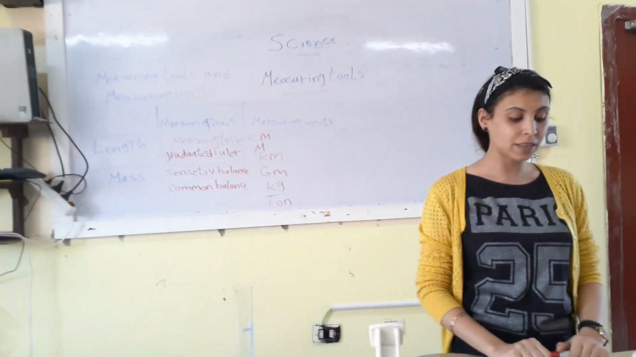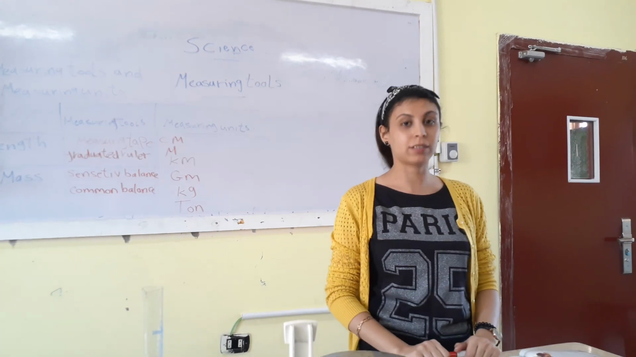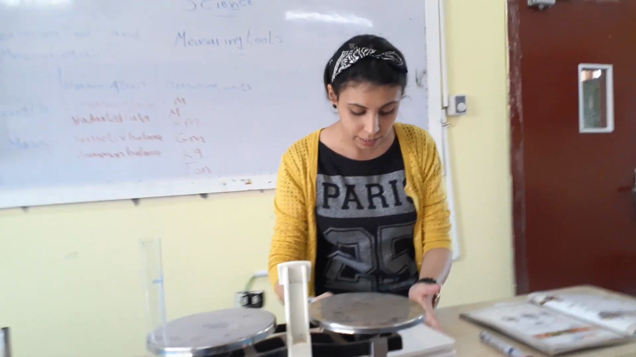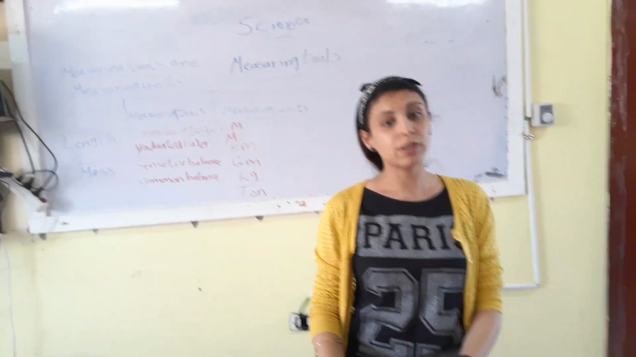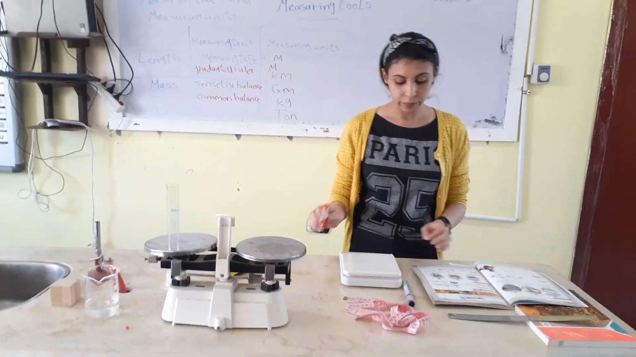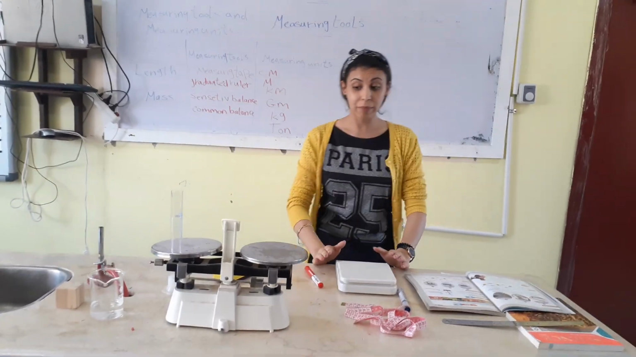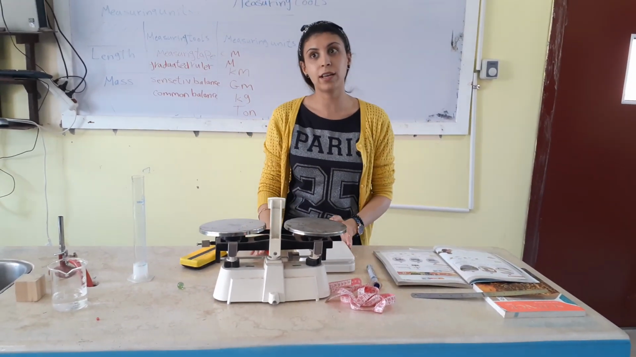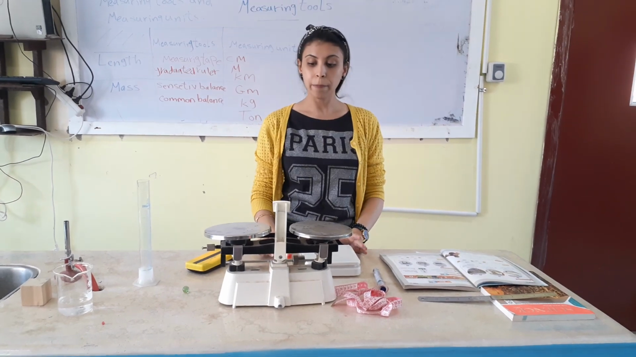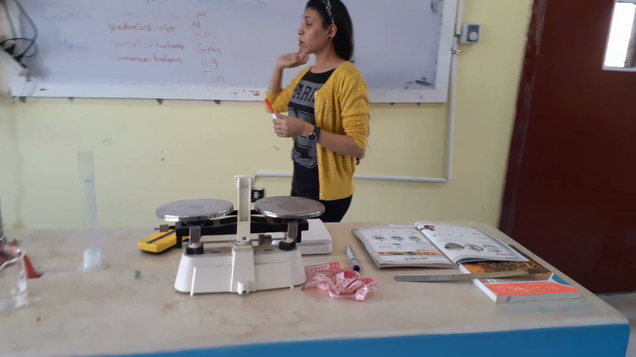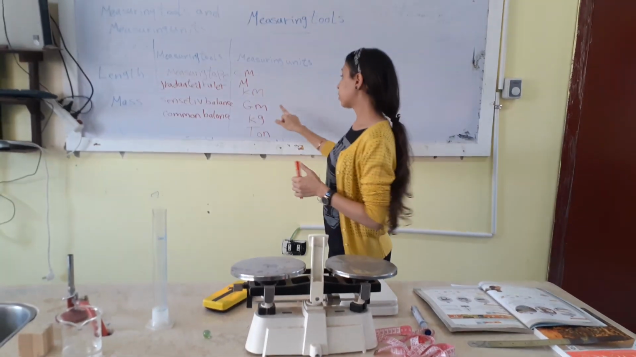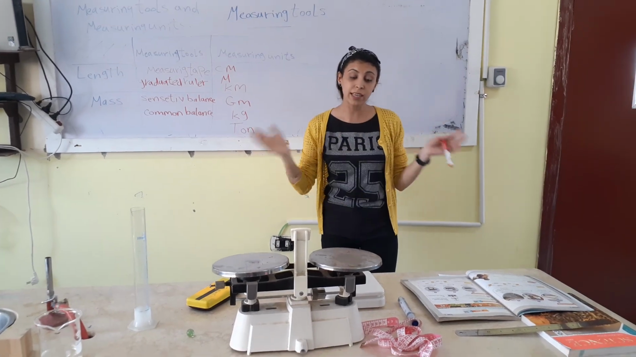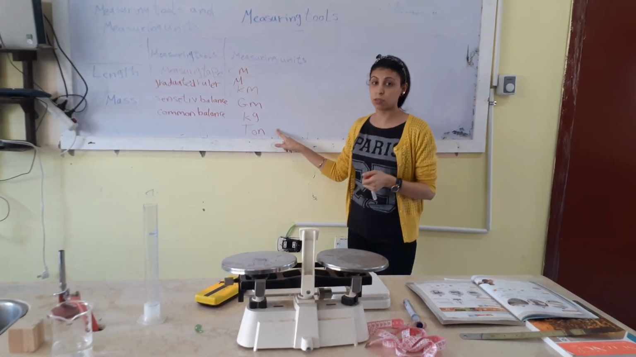Number two. Now, what about mass? We mentioned that mass is the amount of matter in an object. Okay. For measuring small masses, we use this sensitive balance to measure gold or jewelry. For measuring large masses, we use this common balance, such as for fruits and vegetables. What about measuring units? For small masses, we use gram. For large masses we use kilogram. For very large masses, we use ton.